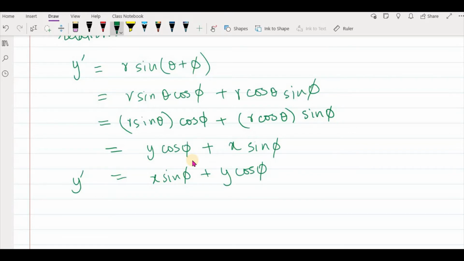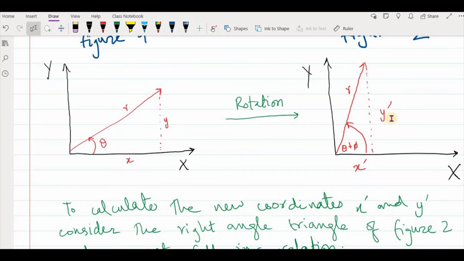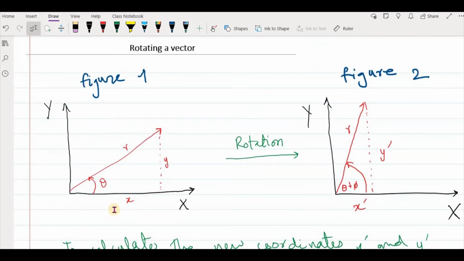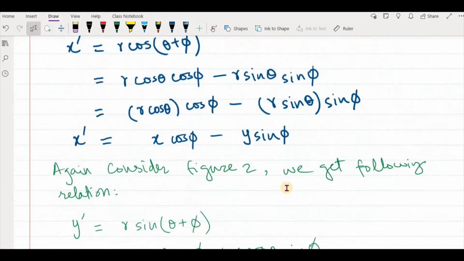So now we have found the new coordinates, the y bar and x bar, or you can say y dash and x dash, using the previous coordinates. If we know the previous coordinates before rotation of this vector r, and the angle by which it is being rotated, which is phi, we can calculate the new coordinates.